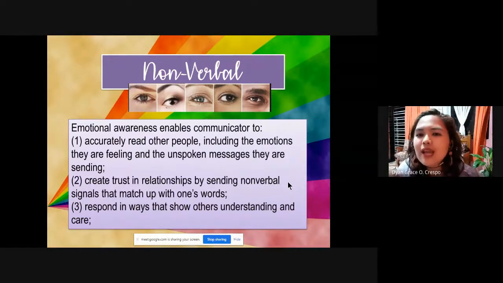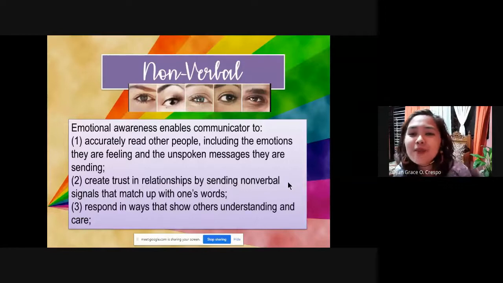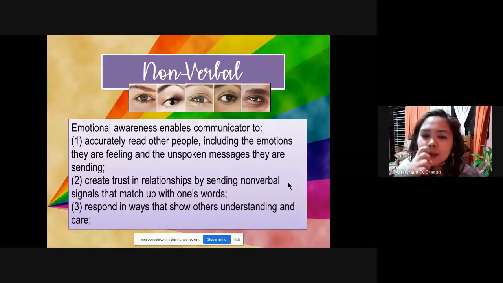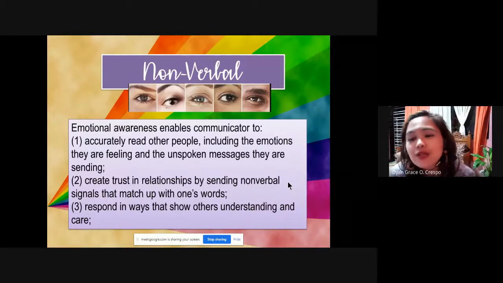So we are creating, you're trusting this relationship, this partner, this friend, that they could see you. Kasi there are times it's hard for us to talk to them, especially if our problems are very, very heavy. And we can't talk to them. So we trust that they would notice. There's a tiny little thing that you're trying to hide, but you want your friends to notice. You want them to make you happy. Kasi nga friend mo sila or karelasyon mo sila. So respond in ways that show others understanding and care.